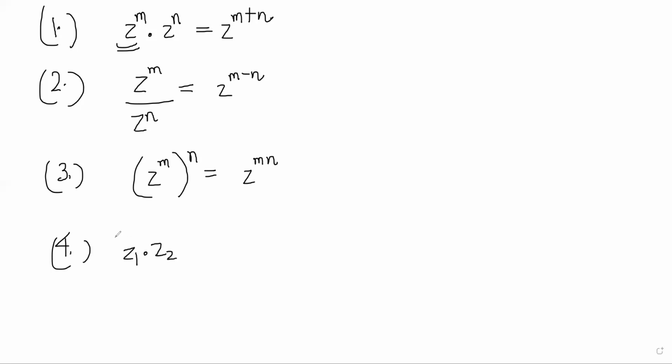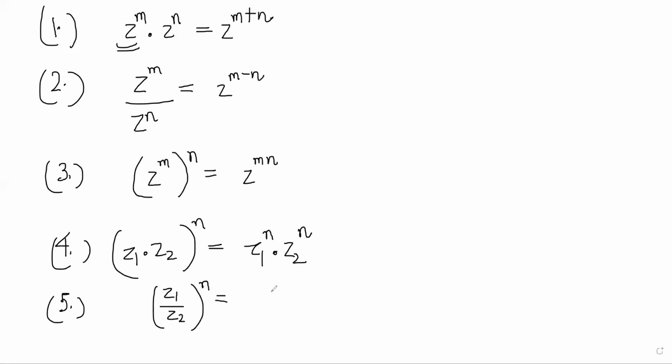(z1 z2)^n can be written as z1^n z2^n. And similarly you can write (z1/z2)^n = z1^n / z2^n.